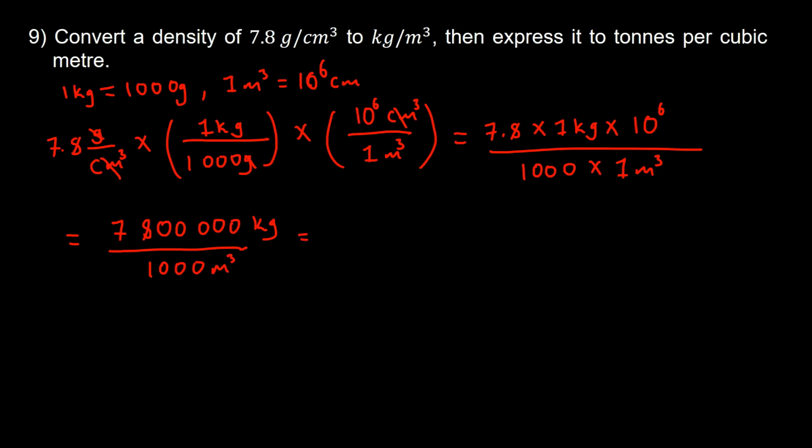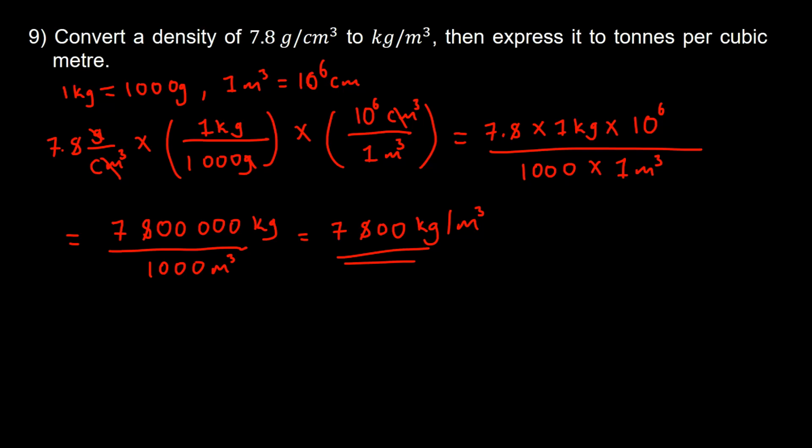And then the next step is just to divide the 7,800,000 kg over 1,000 cubic meters. So after you do the division, your final answer should be 7,800 kg per cubic meter. So this is your answer for this question.